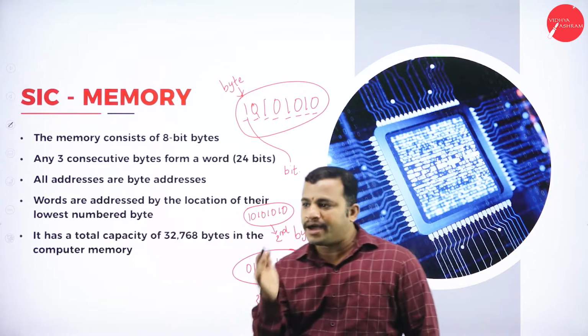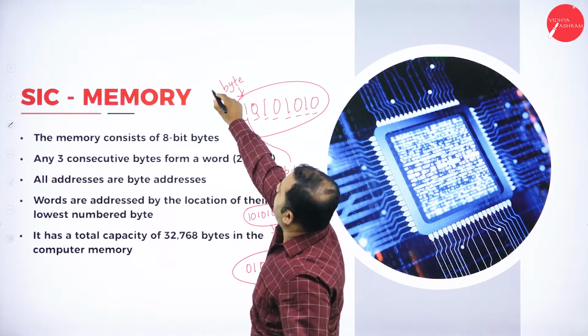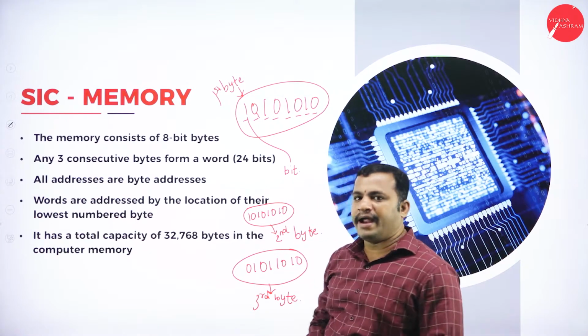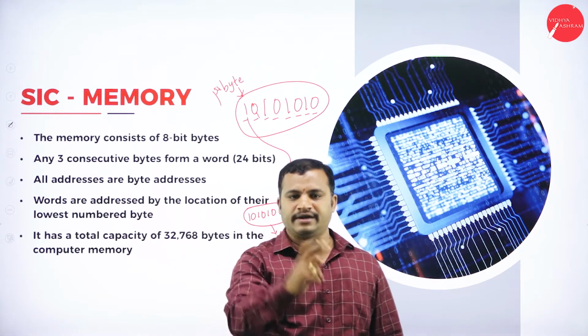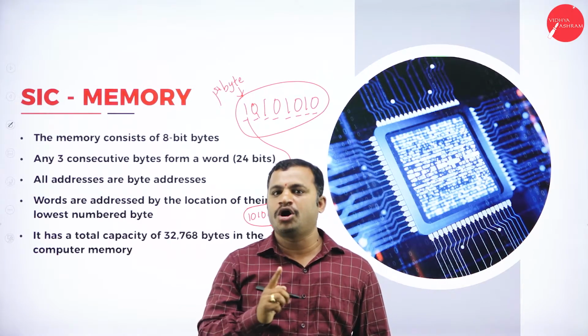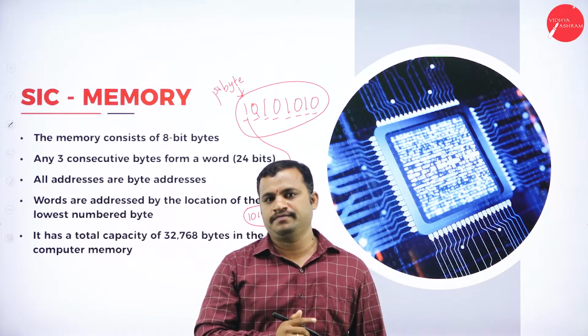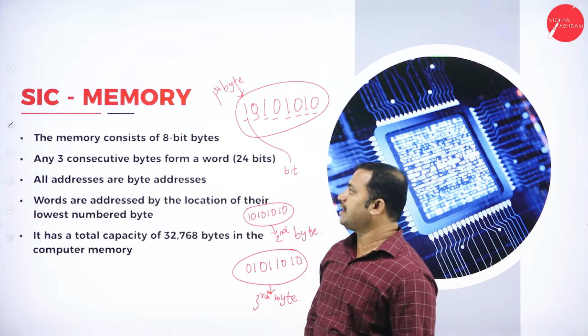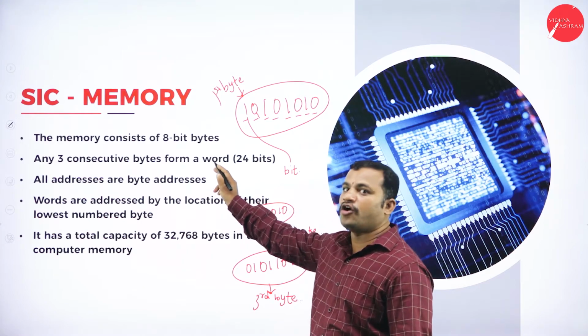So, if I combine all these, first byte, second byte and third byte together forms one word. That is, 24 bits are called one word. Now, this SIC memory architecture supports these formats.